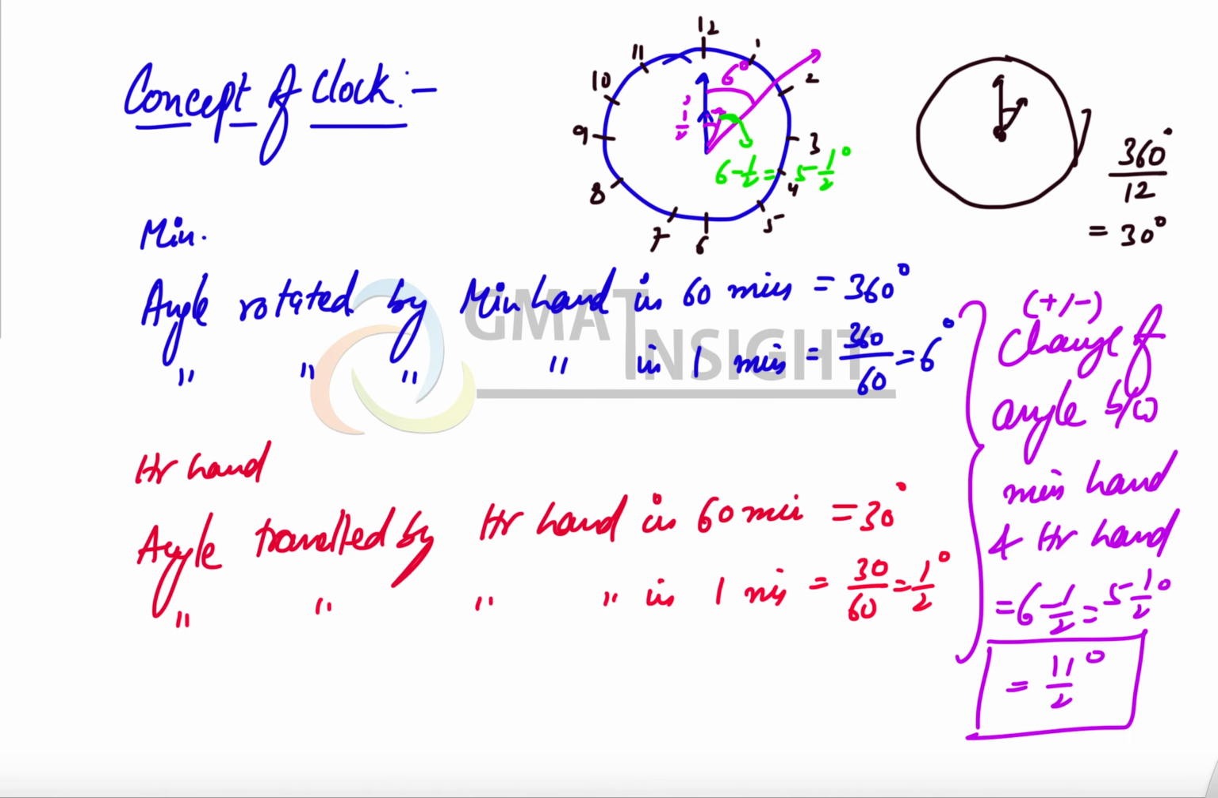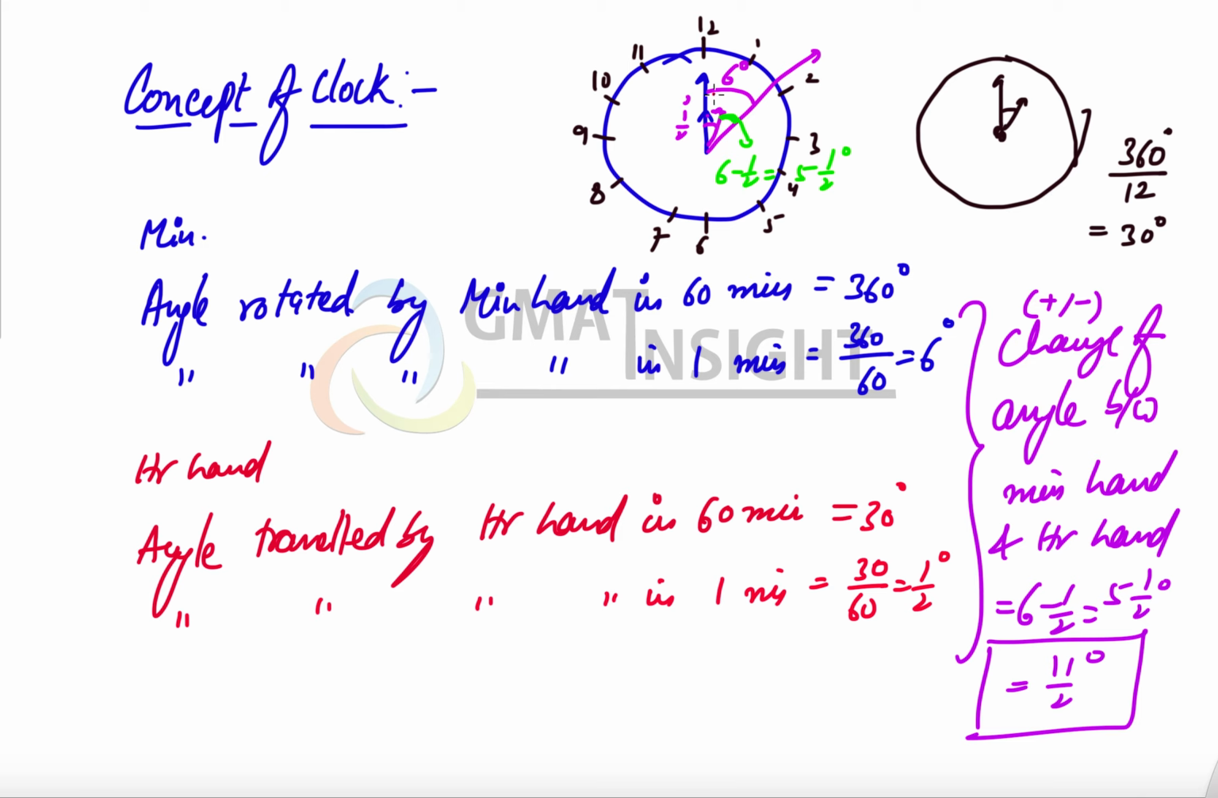The concept is this. We should know this basic fact that the angle changed by the minute hand in 1 minute is 6 degrees, because the minute hand moves 360 degrees in 60 minutes. Similarly, the hour hand travels 30 degrees in 60 minutes, so in 1 minute it travels half a degree.